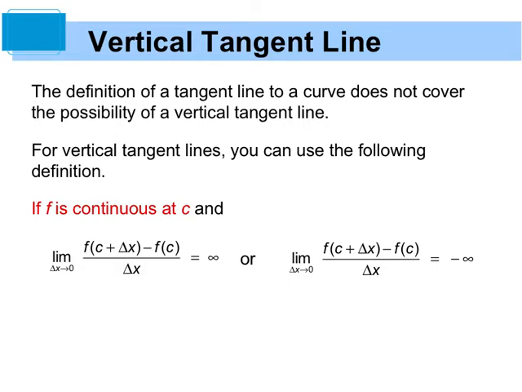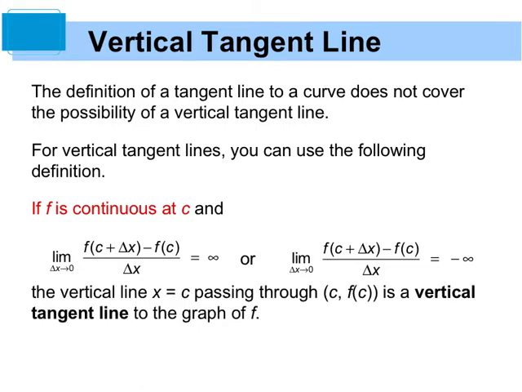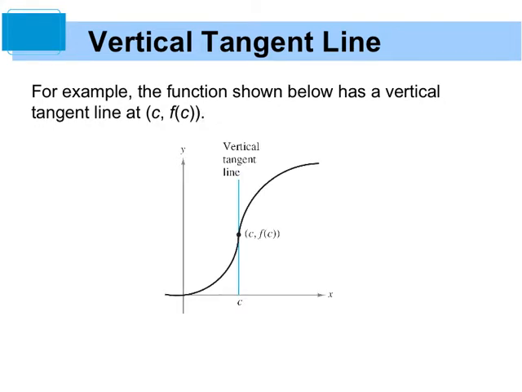The next slide has a picture here. But this is where you're going to get it. If the limit of that difference quotient goes to infinity or negative infinity, then we start to generate a vertical tangent. And the function can be continuous there. In fact, my example in the next slide is continuous. But the slope of the tangent line does some funky stuff.